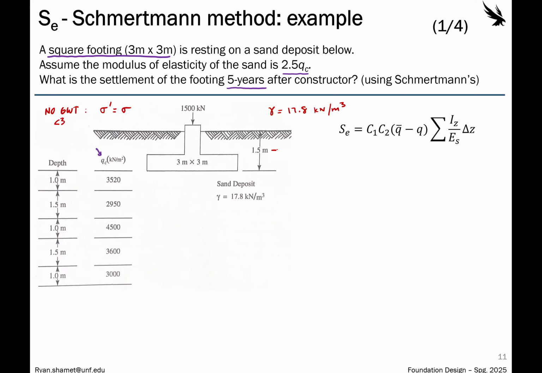The other thing too that we should note is that the depth of our footing is 1.5 meters. Our column load or our structural load here is 1500 kilonewtons. And then our area, it's a 3 by 3 square footing. So our area is going to be 3 times 3 or 9 square meters.